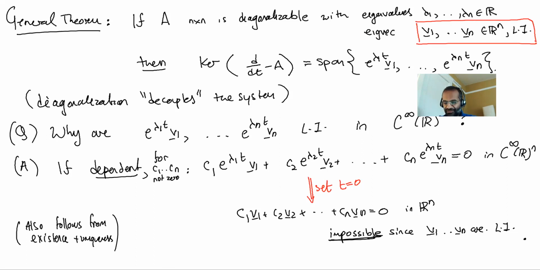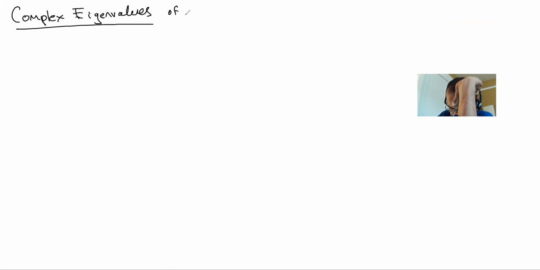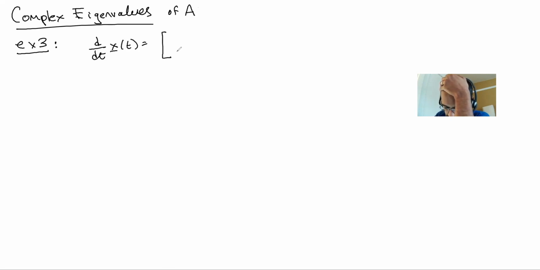Okay, so that covers the case when you have a diagonalizable matrix with real eigenvalues. But as we know, in a lot of interesting cases, you have complex eigenvalues. So let's briefly discuss what happens when the matrix A has complex eigenvalues. Let's look at an example first. So here's the example: x' equals our favorite matrix with non-real eigenvalues times x.